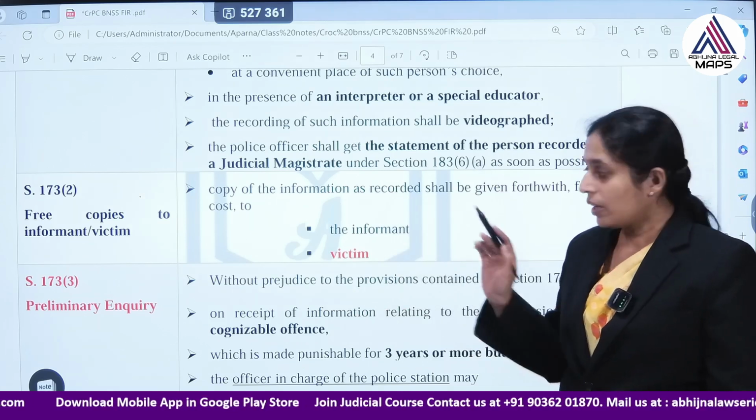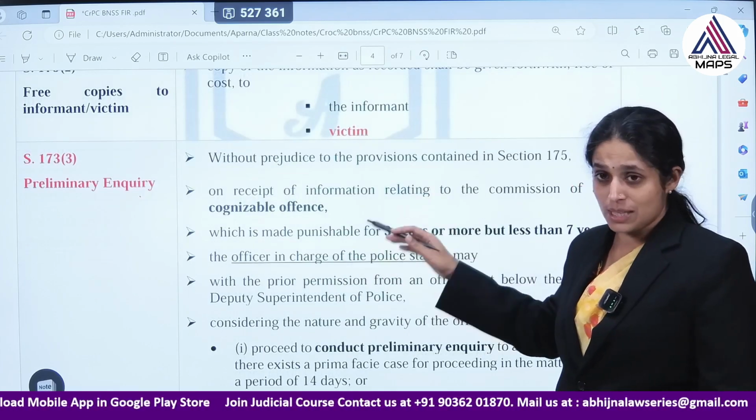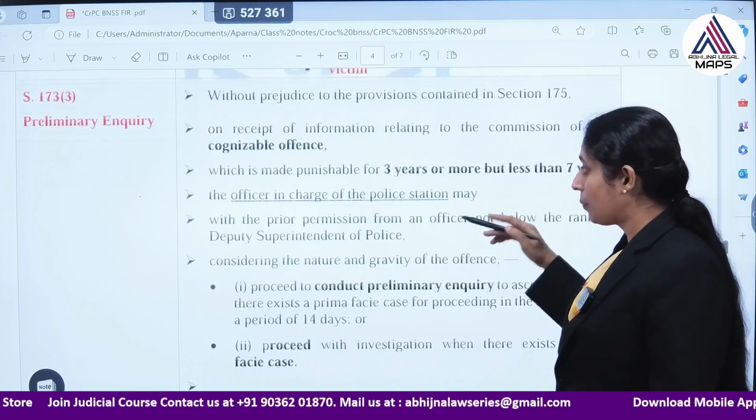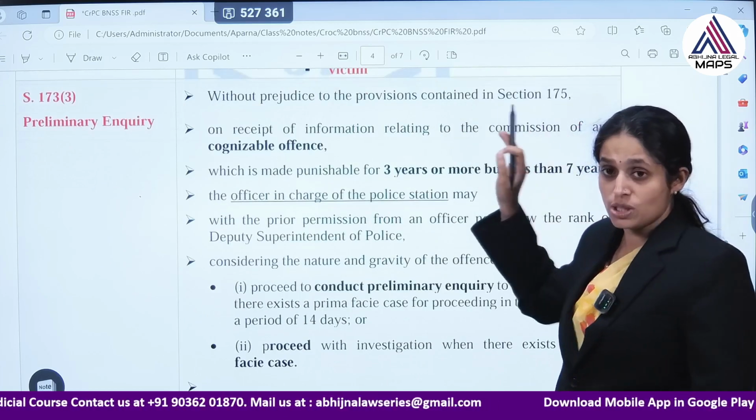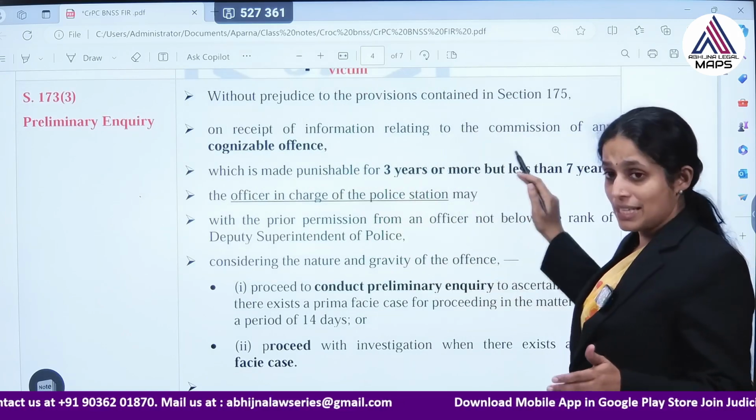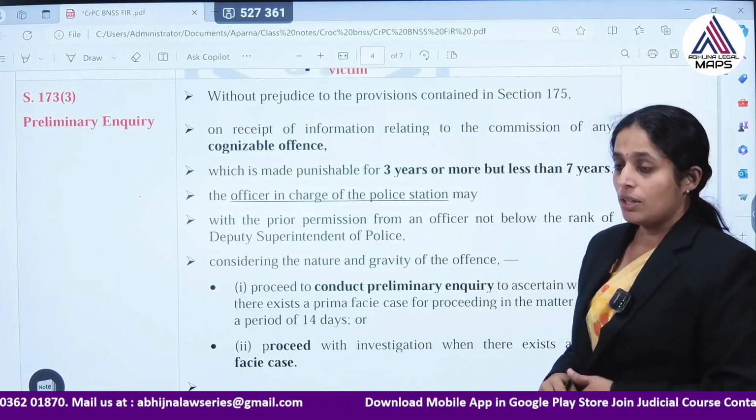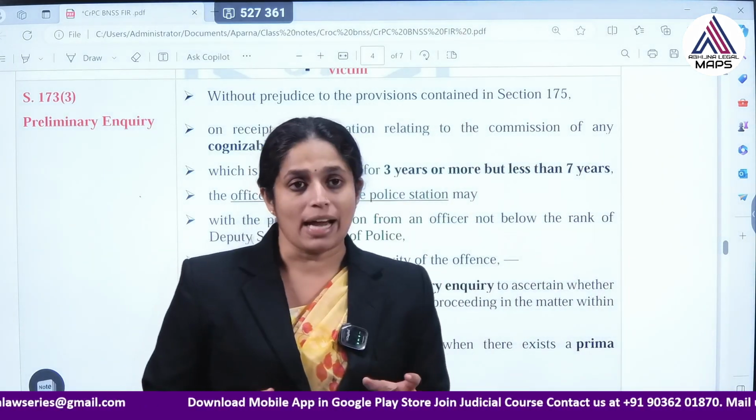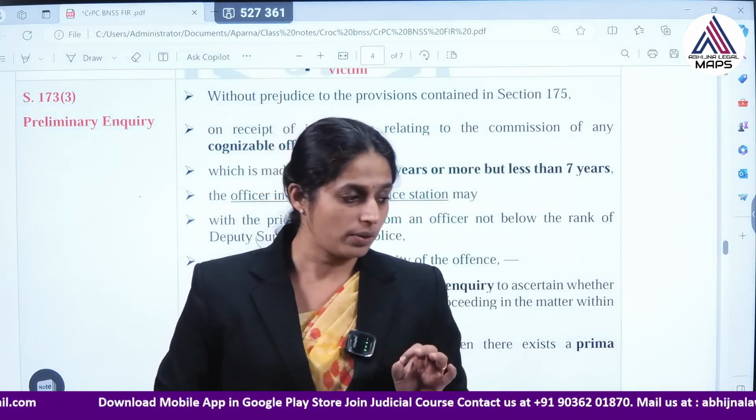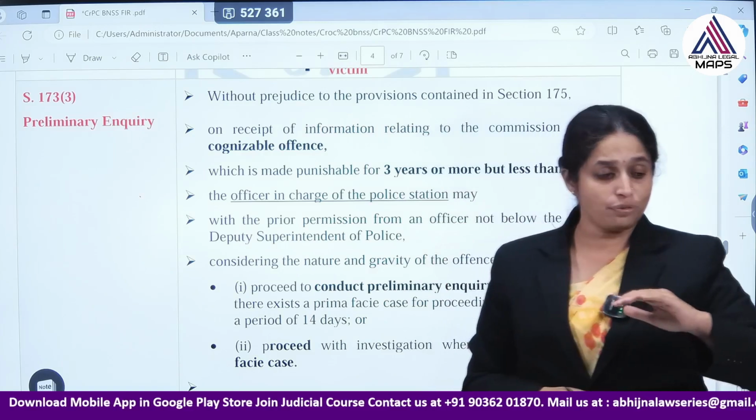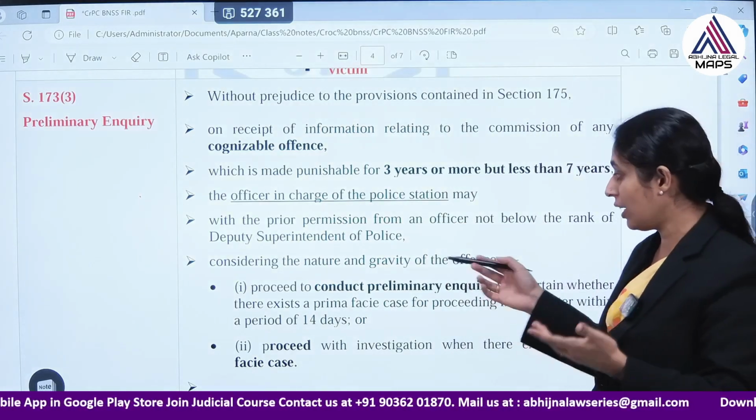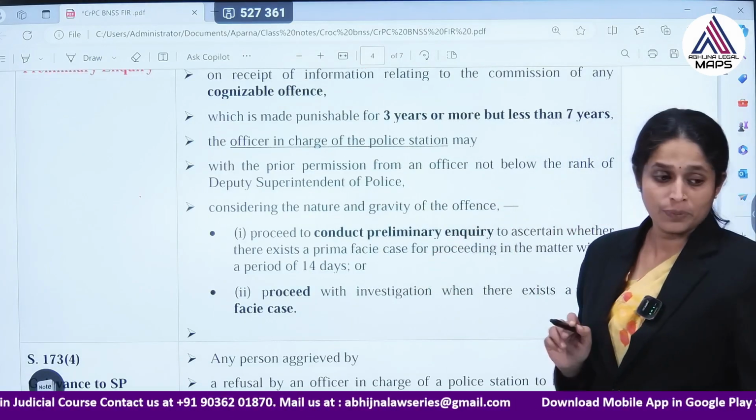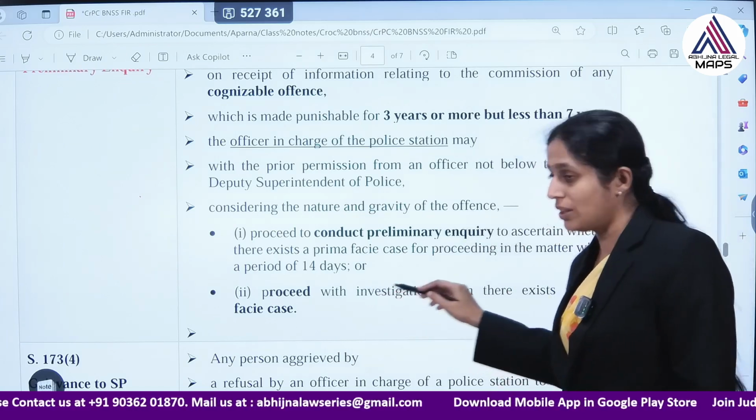And the new subsection which has been introduced is with respect to preliminary inquiry, it is 173(3). What does it say? So, if the offence is a cognizable offence which is punishable with more than 3 years, but less than 7 years, in such cases the police officer or the officer in charge of the police station has to make out whether this case is a prima facie case or not. So, the very threshold of investigating or registering a particular case or proceeding with the preliminary inquiry is to know whether there is a prima facie case or not. If there is a prima facie case, then they will proceed with the investigation.